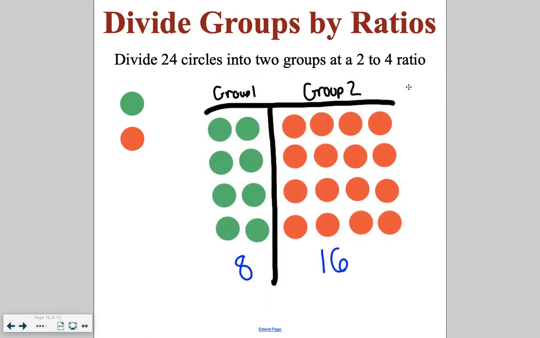As we add, it's 2 green circles into the first part and 4 orange circles into the second part, and we repeat that pattern until we get to 24. So group 1 should have equaled 8, and group 2 should have equaled 16.